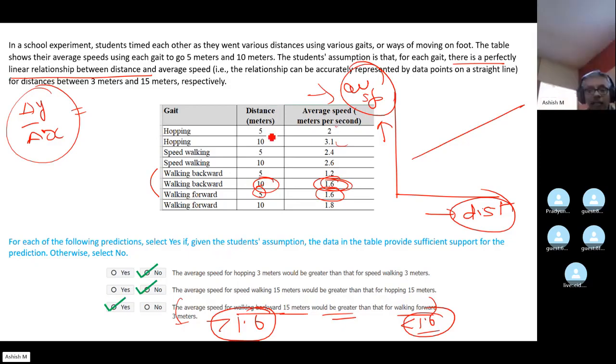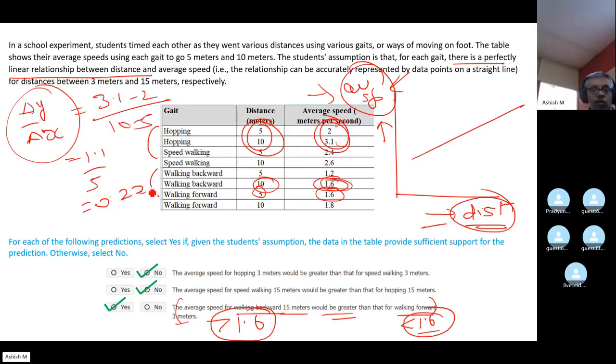Correct. So now let's look at this hopping, for example. If you look at just these two, what would be delta y? Notice y is average speed, so delta y would be 3.1 minus 2. What is delta x? Notice x is distance, so that would be 10 minus 5. So 1.1 upon 5, which is 0.22. For hopping gait, this 0.22 is essentially the slope of this line.